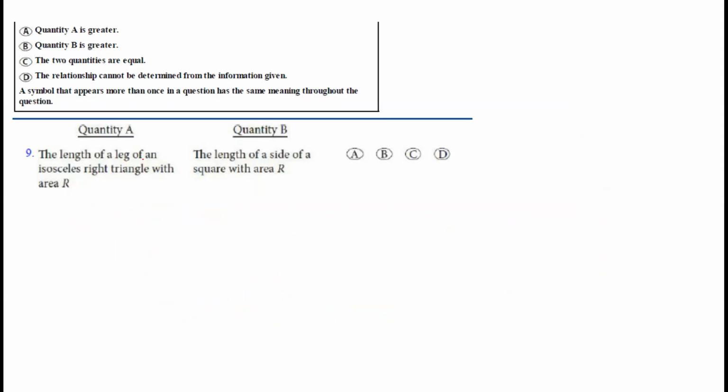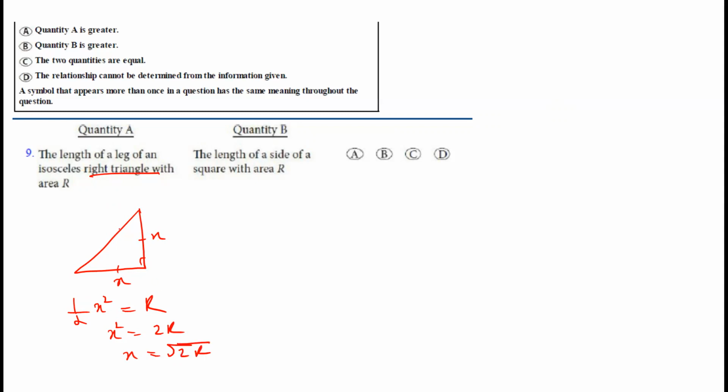Question 9, the length of a leg of an isosceles right triangle. So we make a right angle triangle. We have this as x, this as x as well, with the area of R. So we can say half, and both of these sides would be the same because it's an isosceles triangle. So half into x squared equals R. So x squared equals 2R, and each side would be under root 2R.